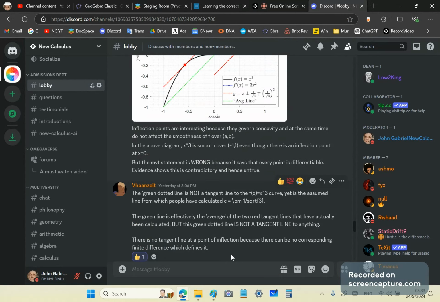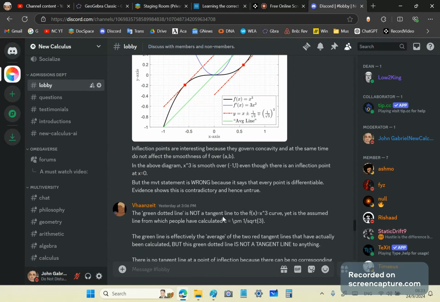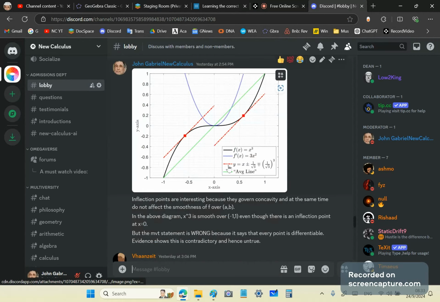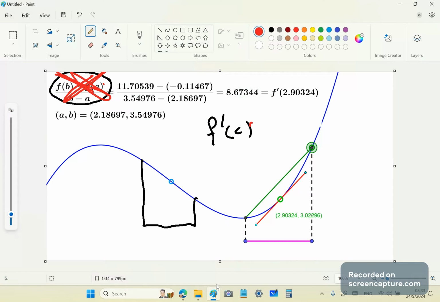There is no tangent line at a point of inflection because there can be no corresponding finite difference which defines it, all right? So this person has obviously understood this and he's gone a few steps further than most people by analyzing it this way. It's actually quite clever if you think about it, because in any normal situation, the finite difference quotient must equal the slope of the tangent line. So for example, in the cubic where you have the derivative like that, mainstream people tell you that the x-axis is a tangent line, right?